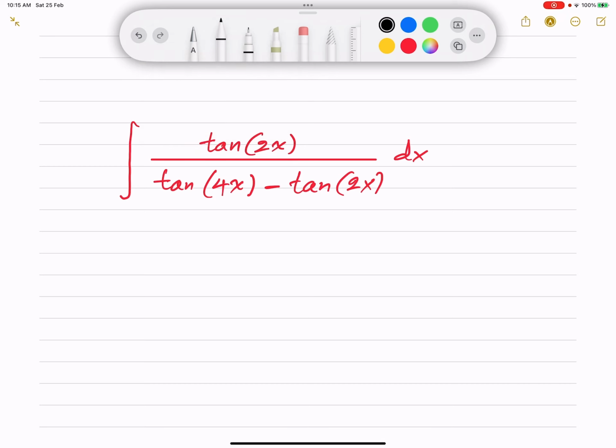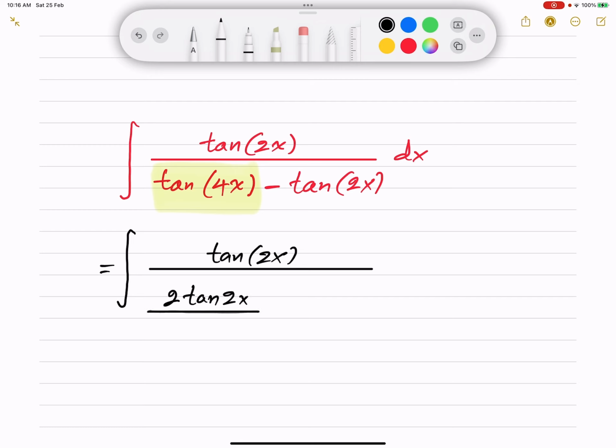First of all, I will start with this term here. I will replace it by tangent of 2x plus 2x, which is equal to 2 tangent of 2x divided by 1 minus tangent squared of 2x. So let's do that. Okay, so this is going to be equal to the integral of, okay, so the numerator is going to stay as is, tangent of 2x. And this one here is going to be equal to twice tangent of 2x divided by 1 minus tangent squared of 2x minus tangent of 2x and then here dx.